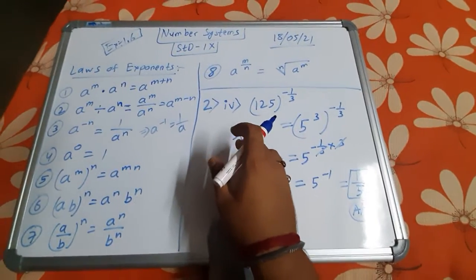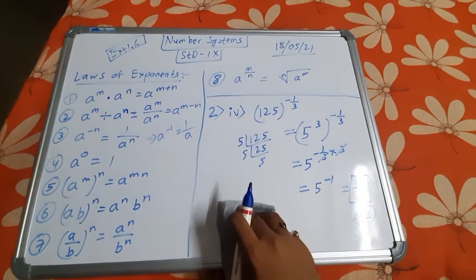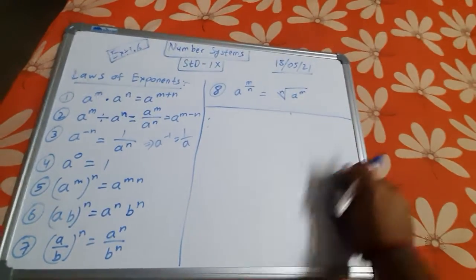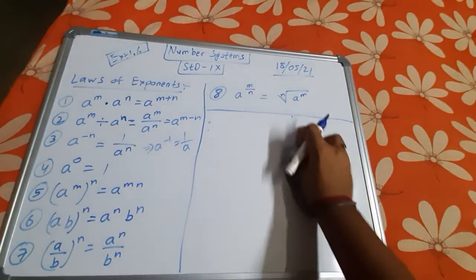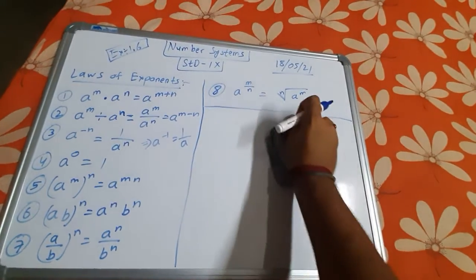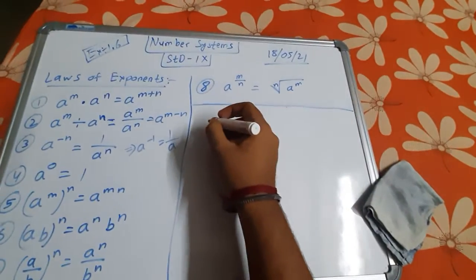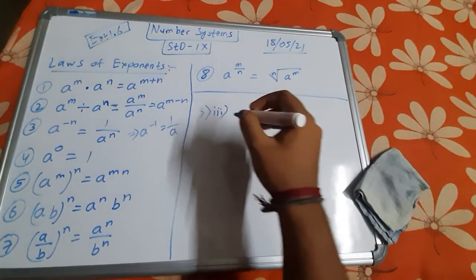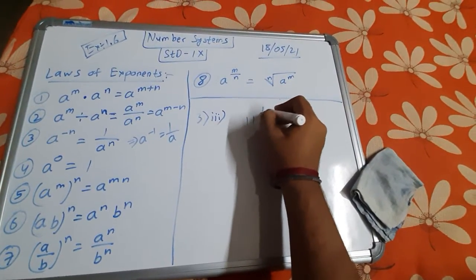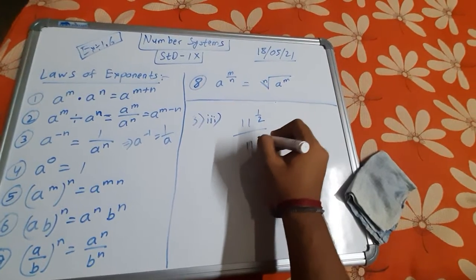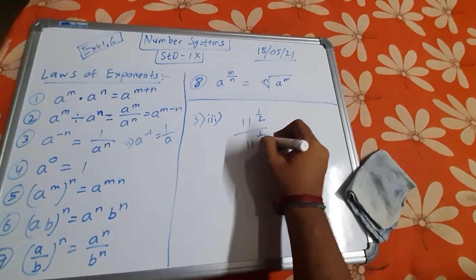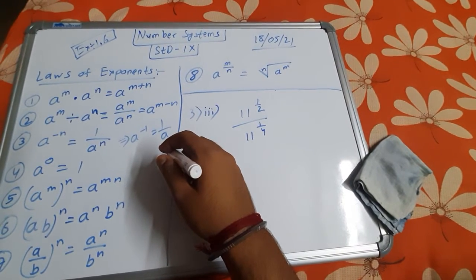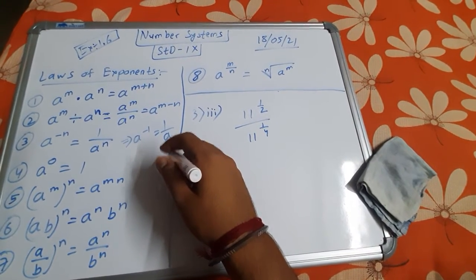Let's take 3 part 3. The 3 part 3 sum looks like 11 to the power 1 by 2 divided by 11 to the power 1 by 4, okay. 11 to the power 1 by 2 divided by 11 to the power 1 by 4. This is the sum that we will be doing, okay.